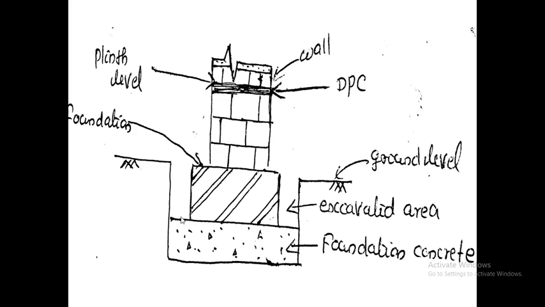The ingredients of plain cement concrete are cement, fine aggregate, and coarse aggregate. Then this is called the excavated area, and this is called the foundation. Above that, this is called the plinth level, and at the plinth level a DPC, damp proof course, is provided. Above that, the wall is constructed.